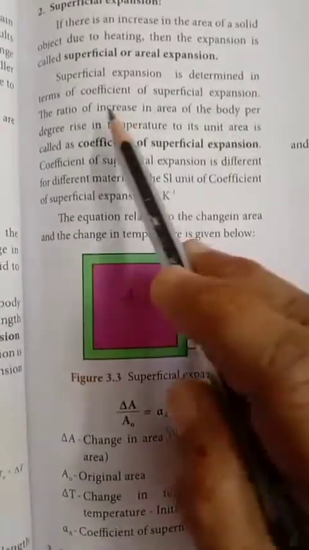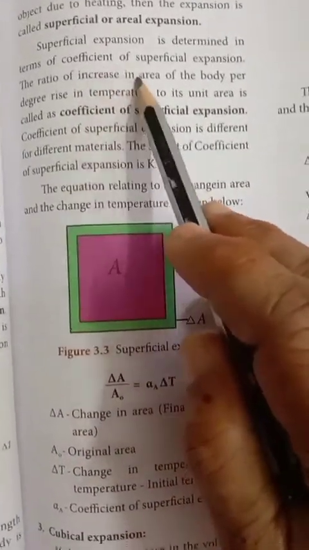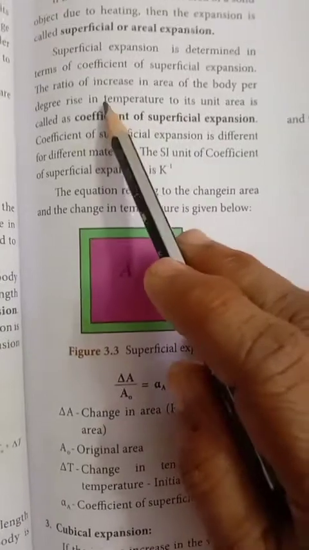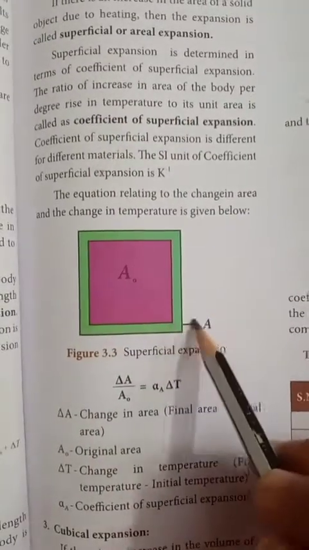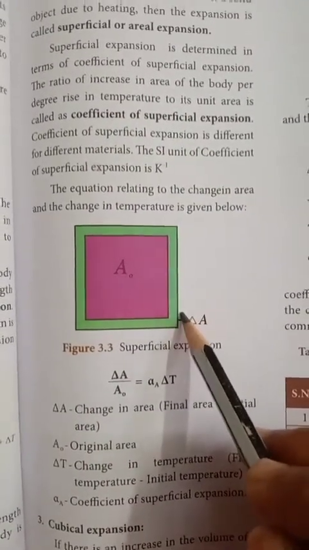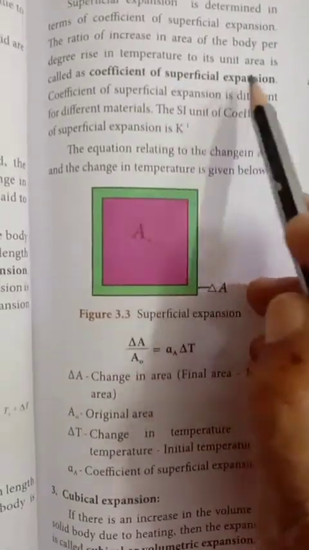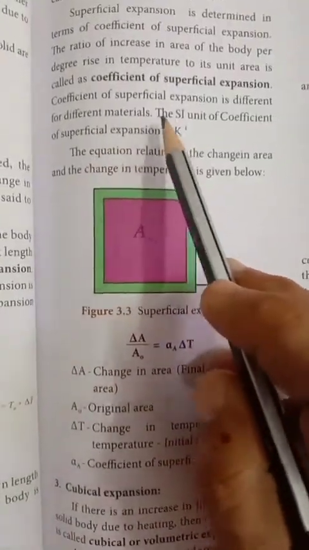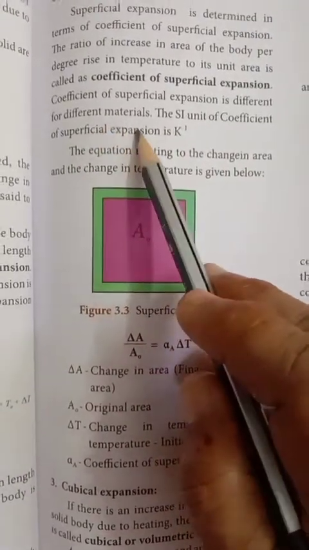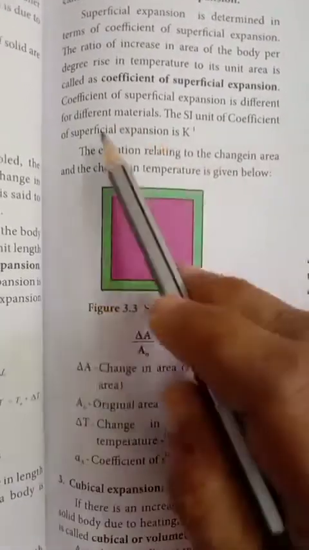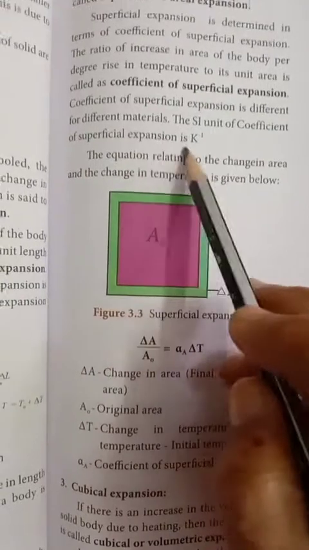Superficial expansion is determined in terms of the coefficient of superficial expansion. The ratio of increase in area of the body per degree rise in temperature to the unit area is called the coefficient of superficial expansion. The coefficient of superficial expansion is different for different materials. The SI unit of coefficient of superficial expansion is also per Kelvin.